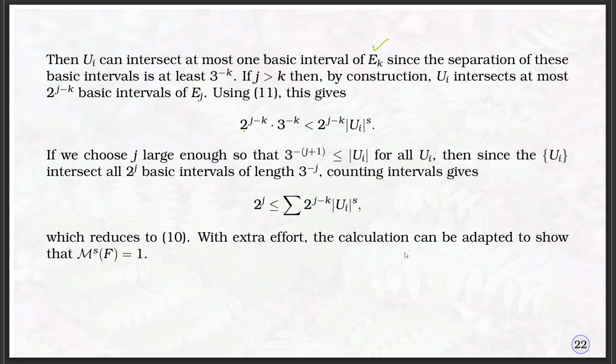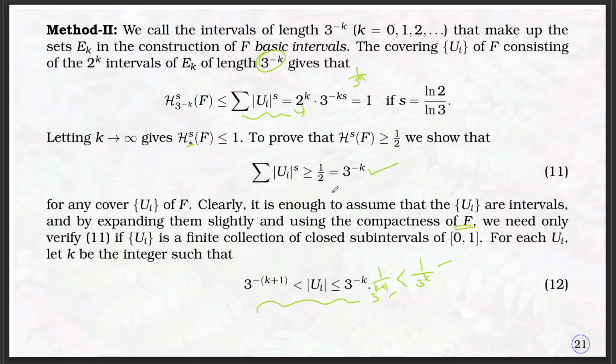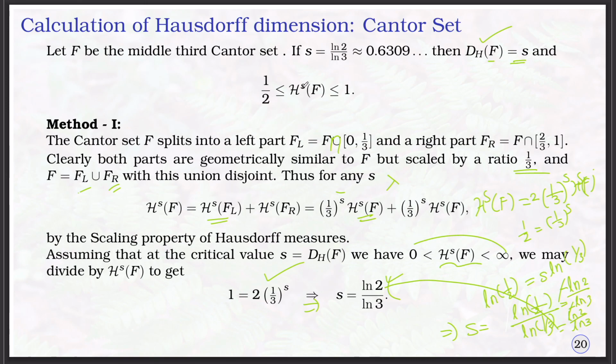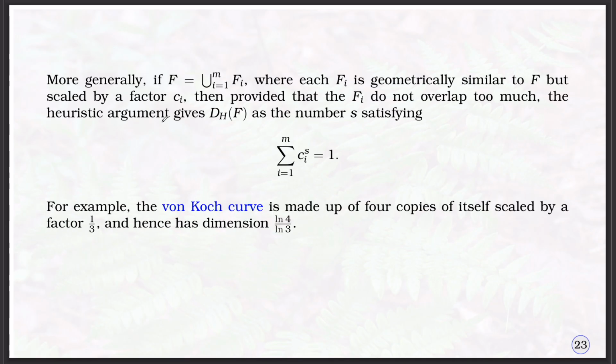With extra effort, the calculation can be adapted to show that Hs of F is less than or equal to 1. Therefore, this quantity lies between 1/2 and 1 for this s value. Now, one can observe from this method that we can generalize the case.